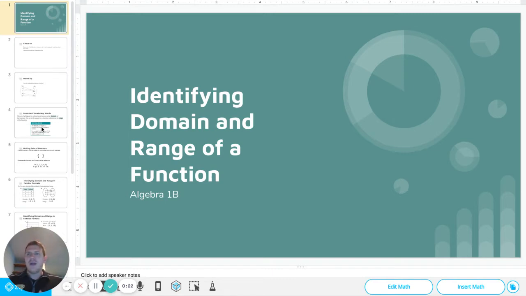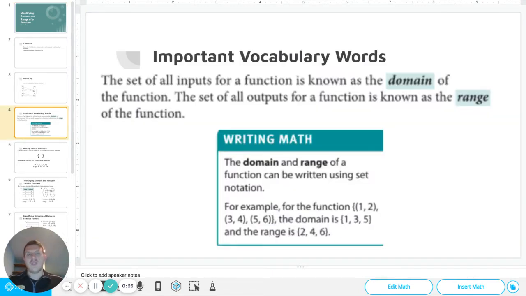So some important vocabulary words you're going to need to know for this are the domain and range. What are they? We covered them already in our previous lessons, but more specifically, the set of all inputs for a function is known as the domain of the function. So anything we put into a function, that's going to be our domain. And likewise, the set of all outputs for a function is known as the range.